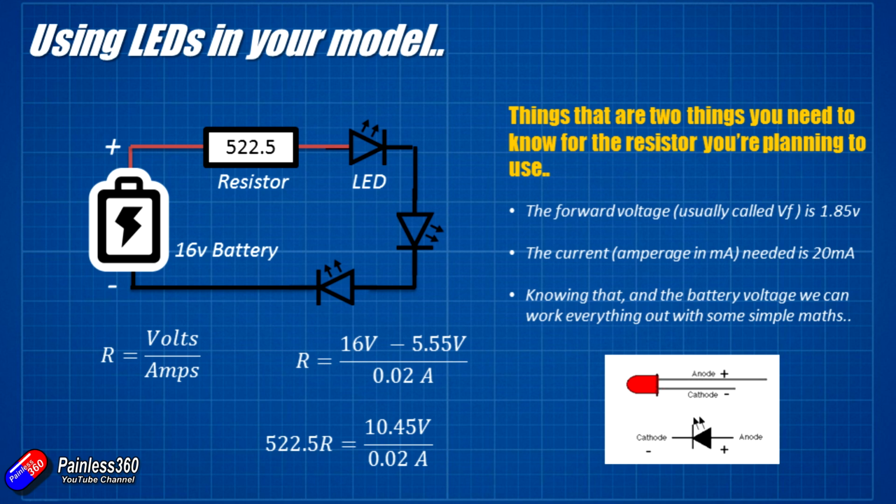So this time we're going to divide 10.45 by 0.02 amps, and again we're getting 522.5 ohms. A very, very similar value to all the ones we've already had. But this way you can have many LEDs in a string, essentially, running from the battery and using one lot of current and power. So that's talking a lot about connecting them in series.